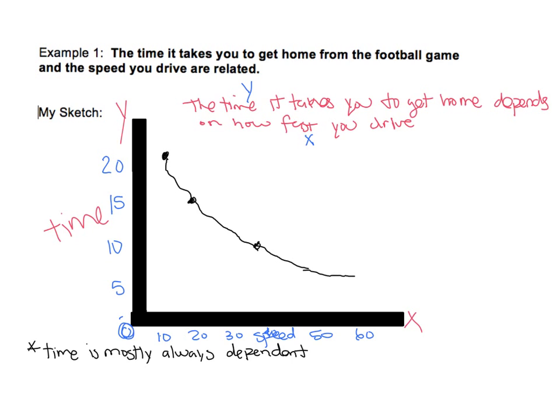Okay? So notice I would probably never end up touching the x-axis. So that's that asymptote concept to think about there. So our graph would look something like this. All right? So as time decreases, our speed increases. All right? Next situation.